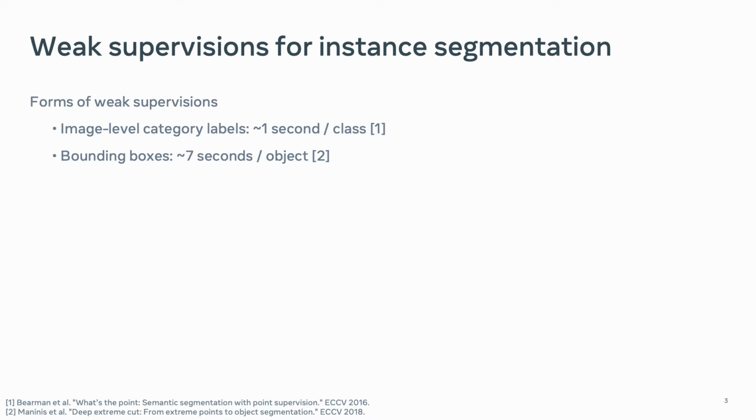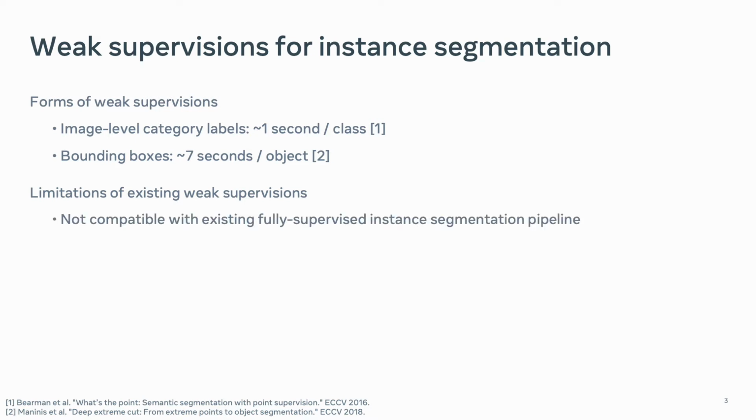Weakly supervised methods use easier to acquire annotation. For example, image-level category labels or bounding boxes. However, current weak supervisions still have some limitations. For example, they are not compatible with existing fully supervised instance segmentation pipelines. And the performance is still considerably behind fully supervised counterparts, especially on large-scale datasets.